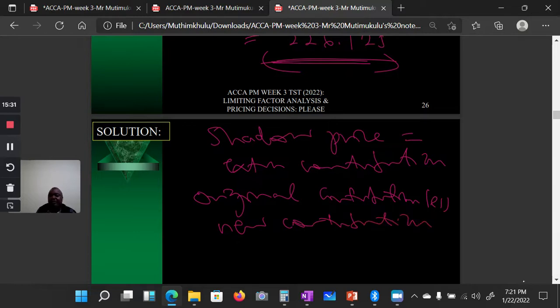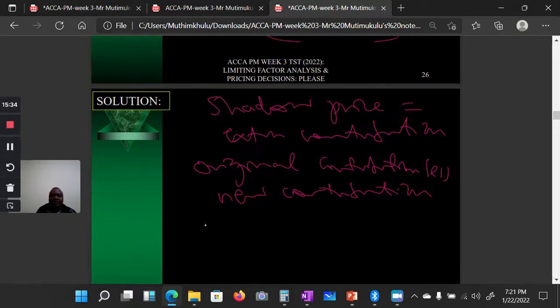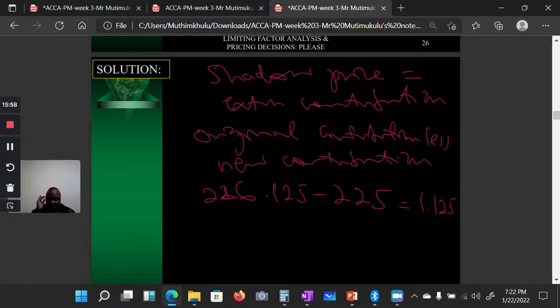and the original contribution was how much? The original contribution was 225, and the current one, the new one, is 226.125. This is the current 226.125 minus the original 225. So we are only going to get an extra contribution of this amount, the extra contribution per kg. That's the shadow price.